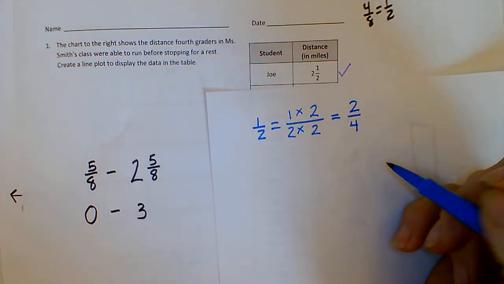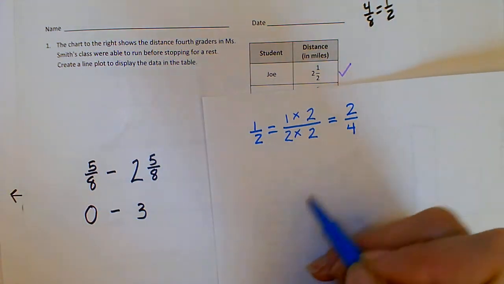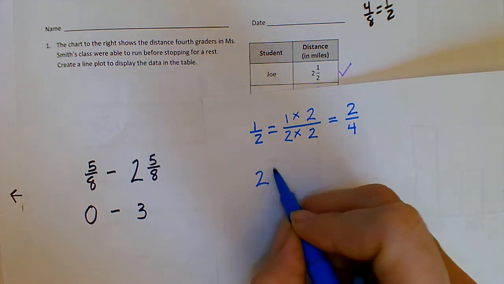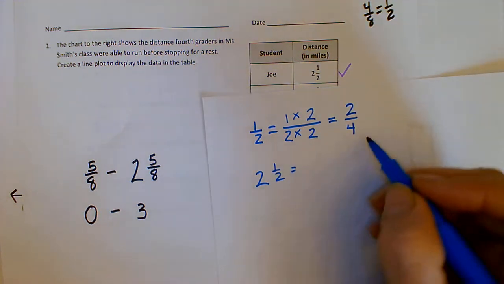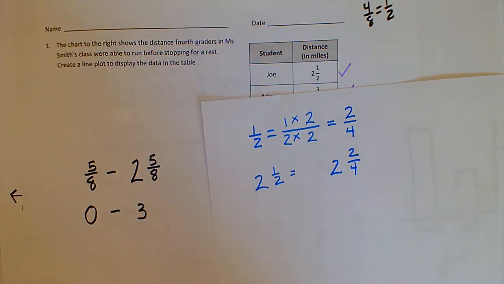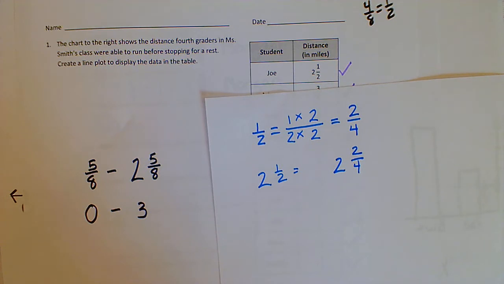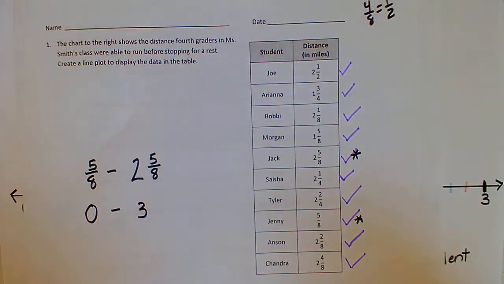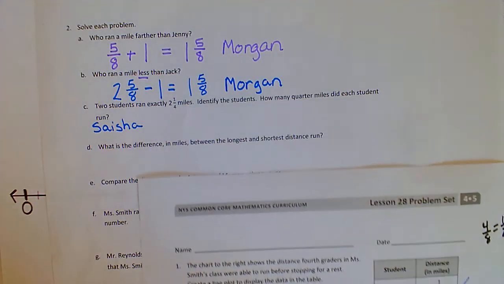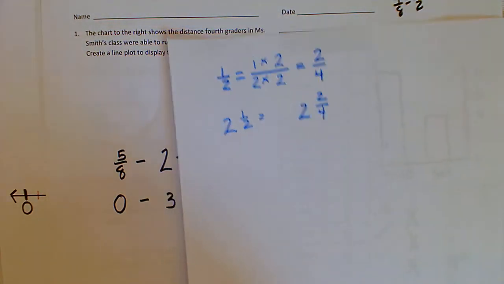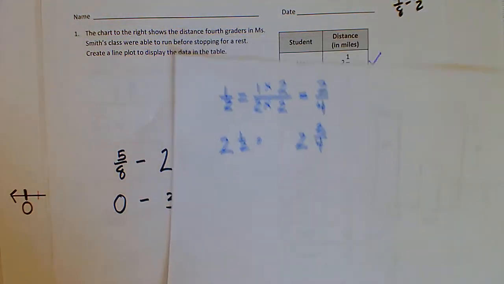So now what I know is that since 1/2 is equal to 2/4, I now also know that 2½ would be equal to 2 2/4. Okay, so let's go and see. Well, that is definitely not going to be equivalent to what we're looking for. Remember what we're looking for? Where did I put that? We are looking for 2¼ miles. A half becomes 2/4, so that's not going to work for us.